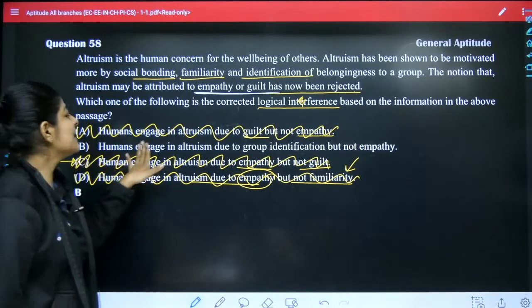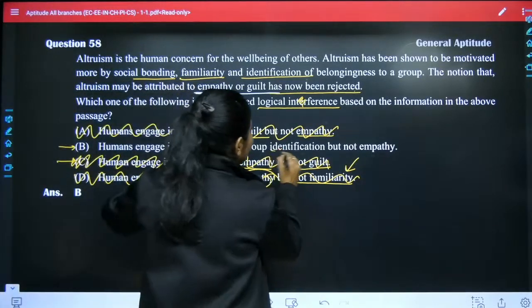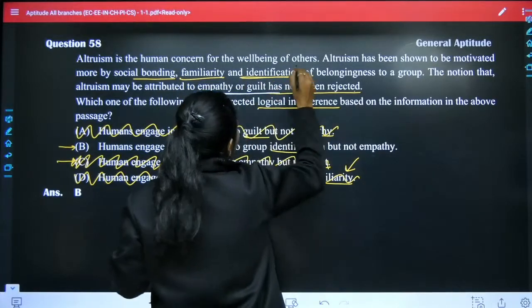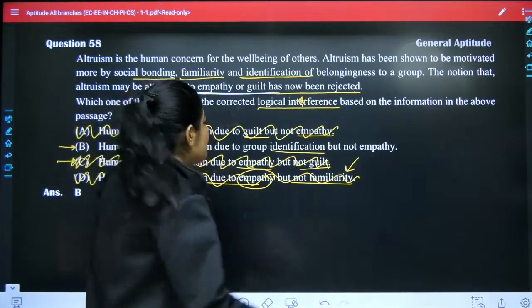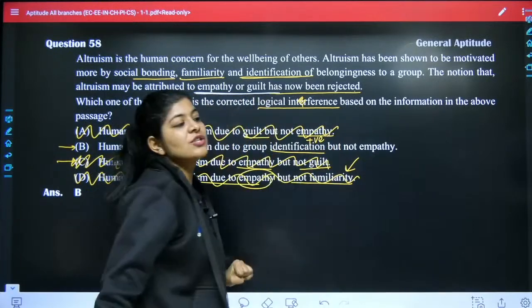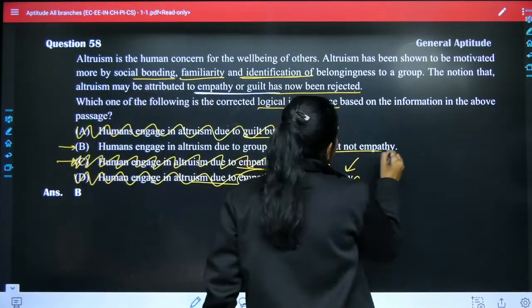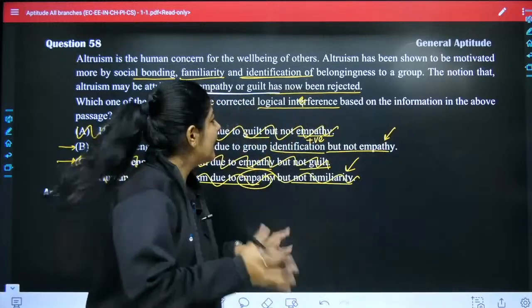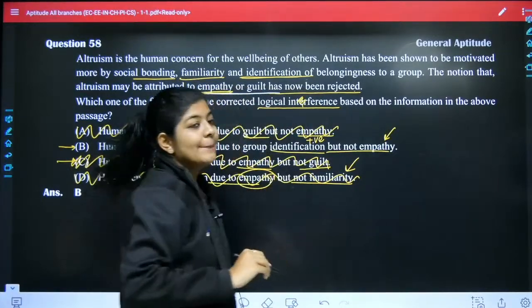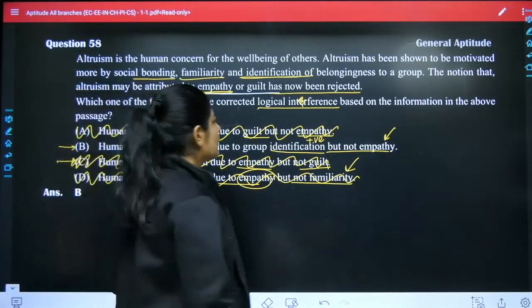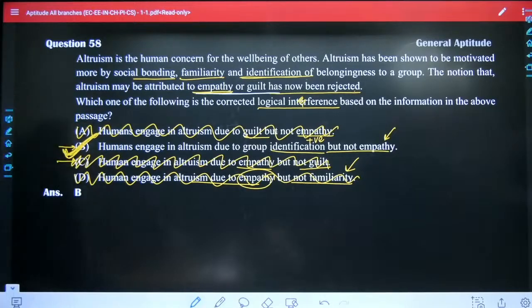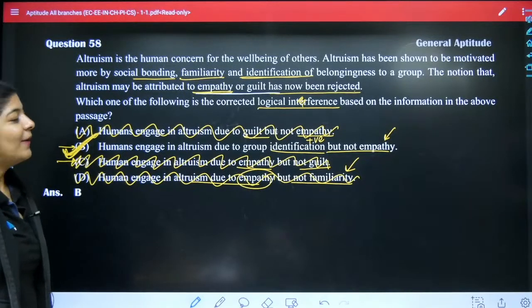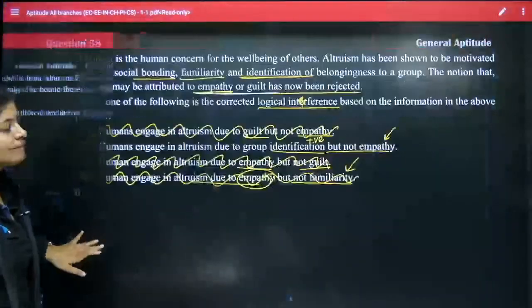Let's check this. Humans engage in altruism due to group identification. This is used in the positive term. And if we read the passage, we can see that identification is used in positive term, but empathy is used in the negative tone. And here we can say that empathy and guilt, both the terms are used in negative tone. That means option number B is correct. This is a very easy question which was asked in EE. Okay, now let's move to the next question.